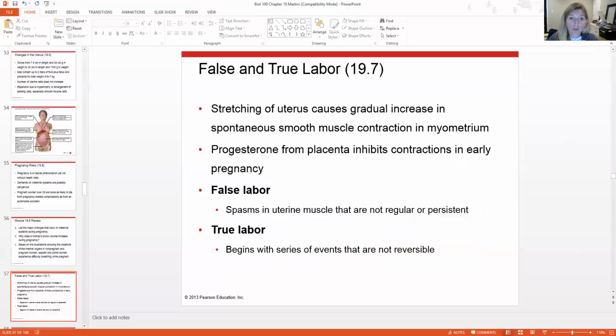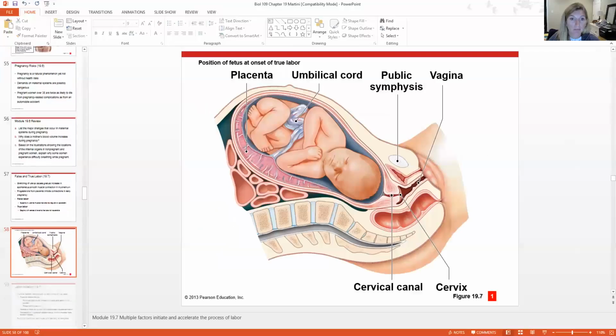There are false and true labor. If you've ever been pregnant, maybe you had a false labor before. Stretching of the uterus can cause a gradual increase in spontaneous smooth muscle contraction within the myometrium. Progesterone from the placenta will inhibit contractions early in pregnancy, but false labor is still possible. False labor is spasms of the uterine wall that's not regular or persistent. True labor is a series of events that are not reversible. Once it starts, you're having a baby.